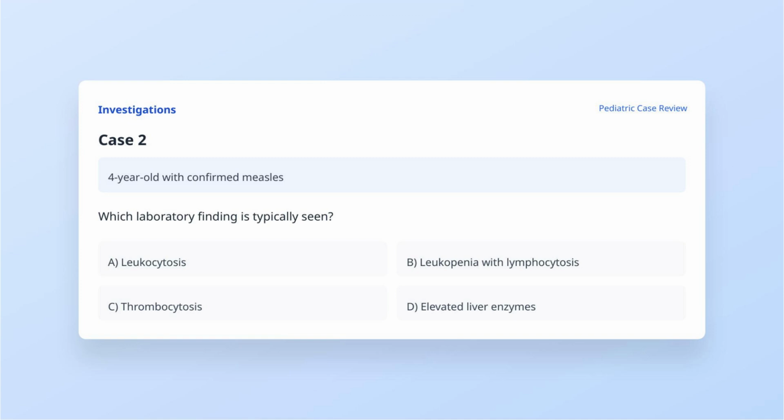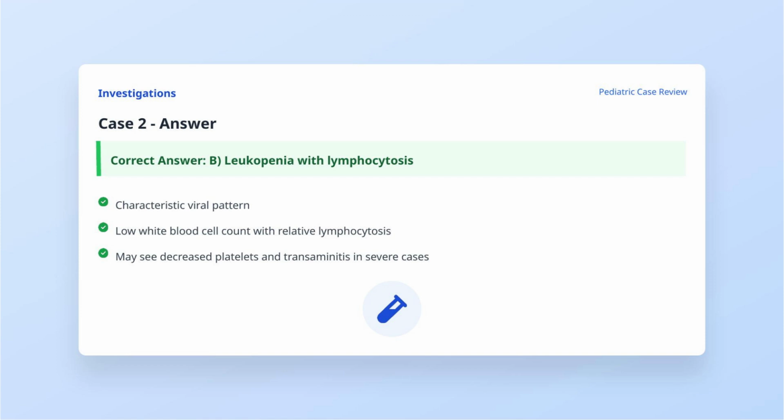A 4-year-old child has confirmed measles. Which of the following laboratory findings would you typically expect to see? A. Leukocytosis. B. Leukopenia with lymphocytosis. C. Thrombocytosis. Or D. Elevated liver enzymes. The correct answer is B. Leukopenia with lymphocytosis. This is the characteristic hematologic pattern seen in measles infection.